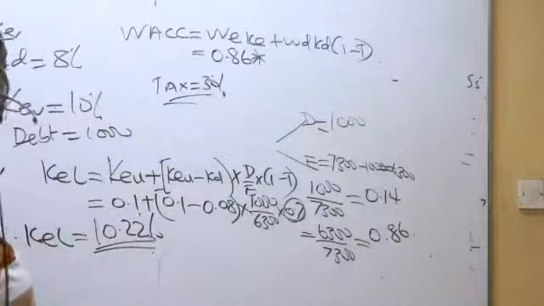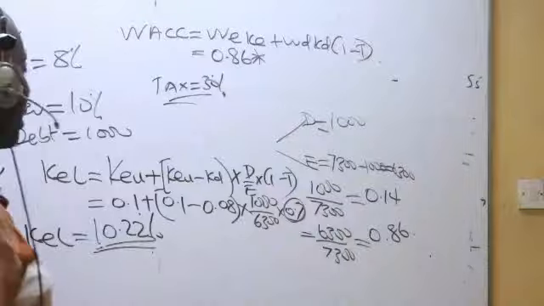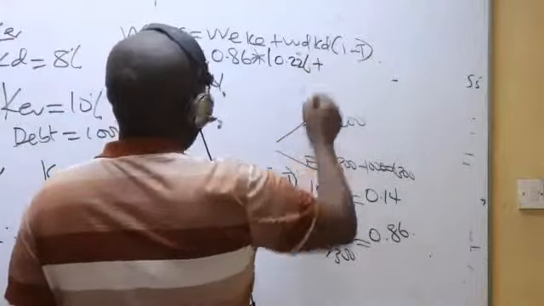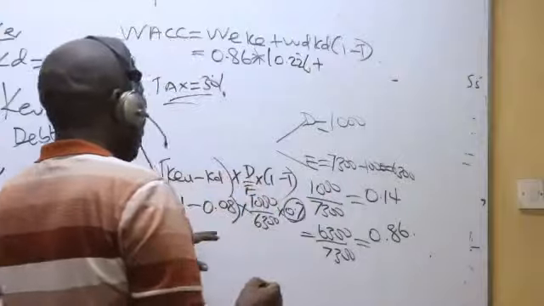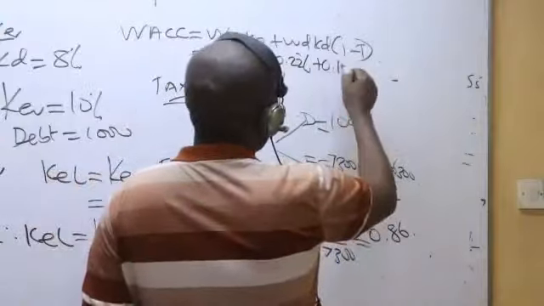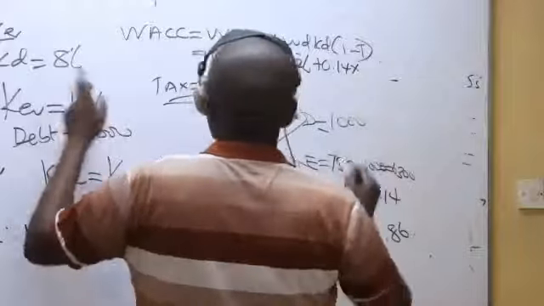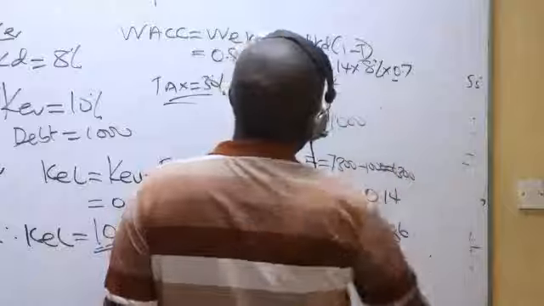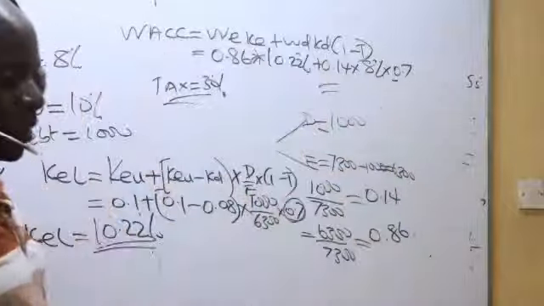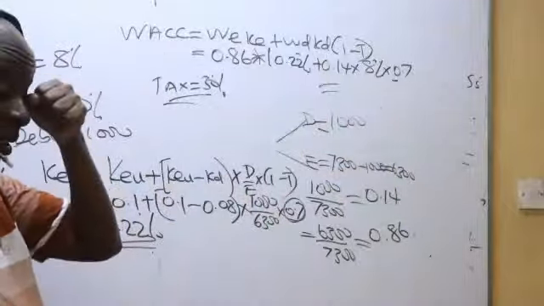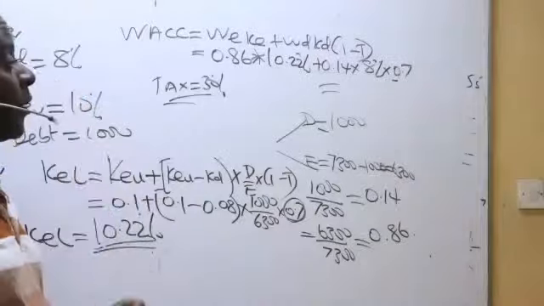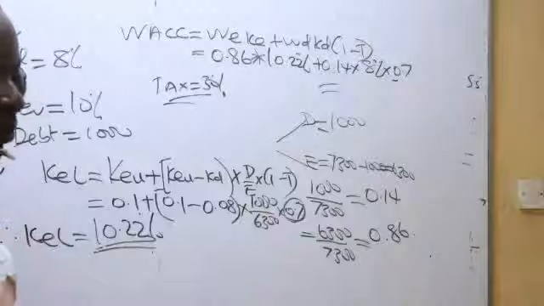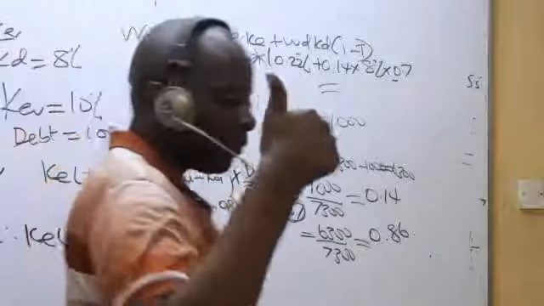Cost of equity is what here? It is KL, this 10.22%. Plus weight of debt, 0.14 times cost of debt. Cost of debt is 8% times 0.7, since 1 minus tax is 0.7. Somebody should be able to give me the final answer of the WACC. I'm being told it's 9.57, 9.56.